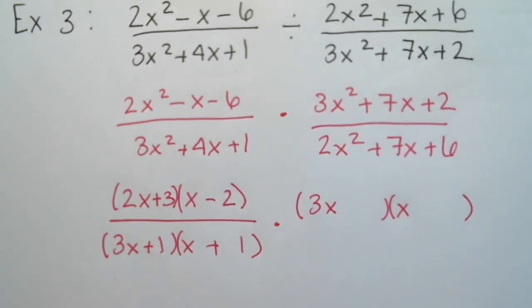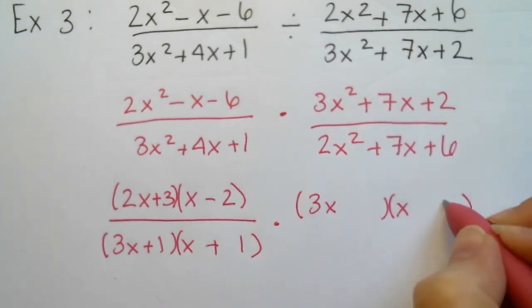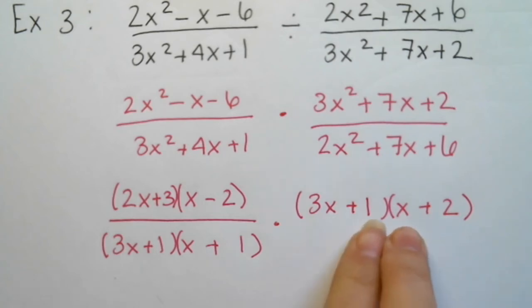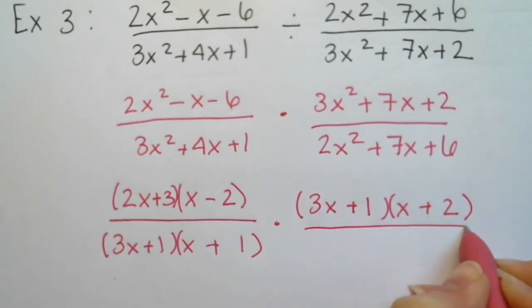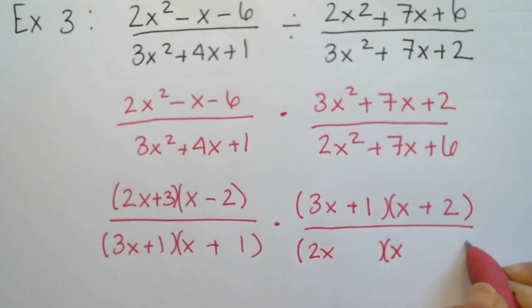Okay, again, here we're having 3x and x. Okay, if we want this to add to 7x, we're going to put the 2 here and our 1 here. 6 plus 1 is 7. And in the denominator, we have 2x and x.